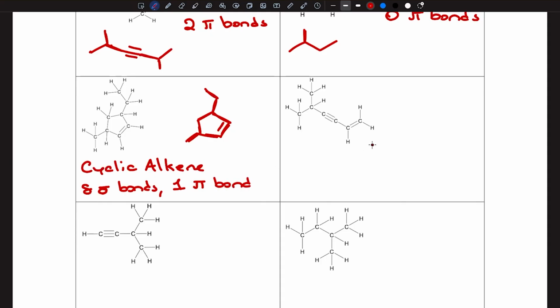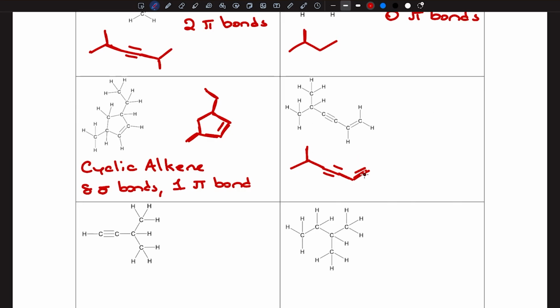The next structure is kind of similar to one of the structures I had above. We have a carbon here with branching up and down, connected to a triple bonded carbon. So that's that triple bond. And then we have that triple bonded carbon connected to one of these carbons that is double bonded to the end carbon. And now, interestingly enough, we have a triple bond and a double bond.